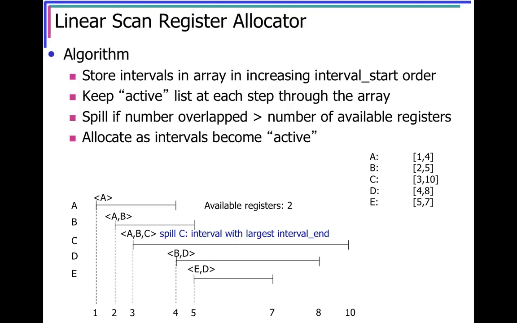We then proceed to instruction 5. At this point, B is no longer live, so it leaves the active list. We have E and D in our active list at this point because E has just become live at instruction 5. We order them E ahead of D because D ends later than E does.